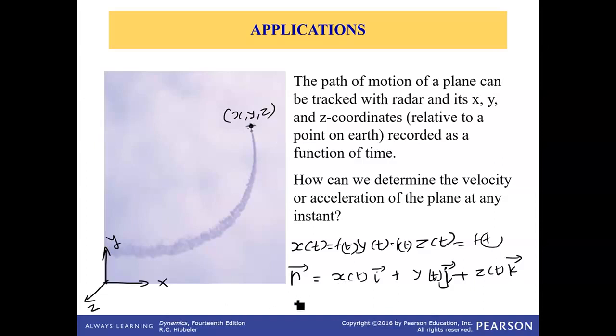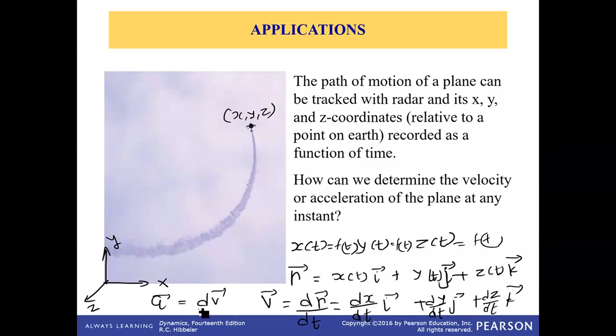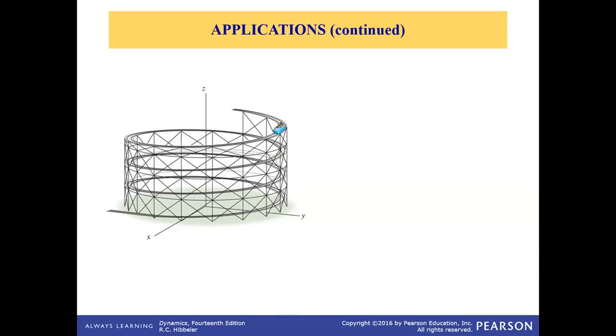And once we have this vector, we can easily find velocity v as a vector by taking the derivative of each one of these relative to time. So this is dx by dt i, dy by dt j, and dz by dt k. Okay. And in the same fashion, we can calculate acceleration by taking one more derivative of velocity, which is dv by dt. So acceleration can be calculated by taking each component's derivative and writing that as a vector.